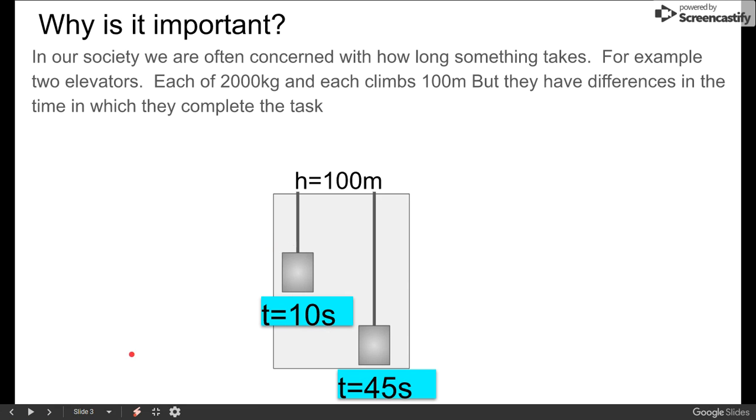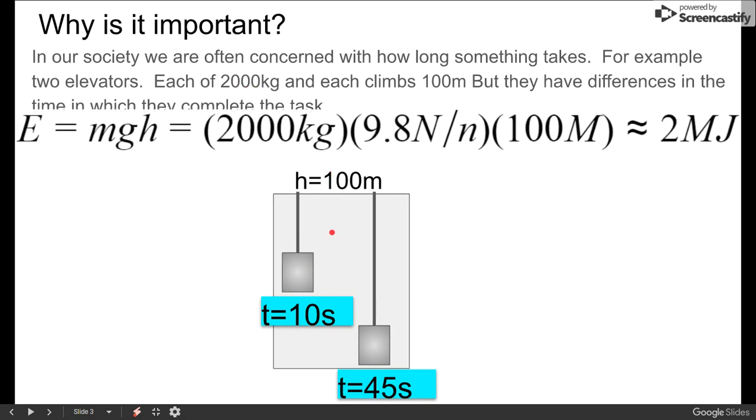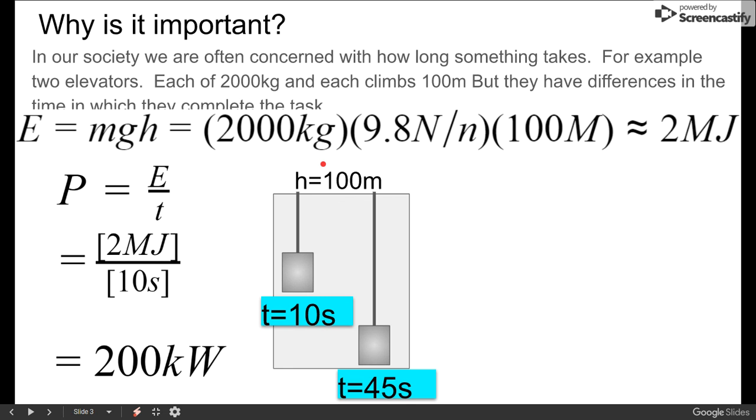Why is this important? Well, very often in our society, we are concerned with not only the energy load, but how fast we can get the job done. So let's look at an elevator that's 100 meters in height. The elevators are identical, 2,000 kilograms. So the total energy they need to reach the top of the elevator shaft is the same in both cases. Gravitational potential energy comes out to about 2 million joules each. But if one elevator takes 10 seconds and the other 45, their power requirements are very different.